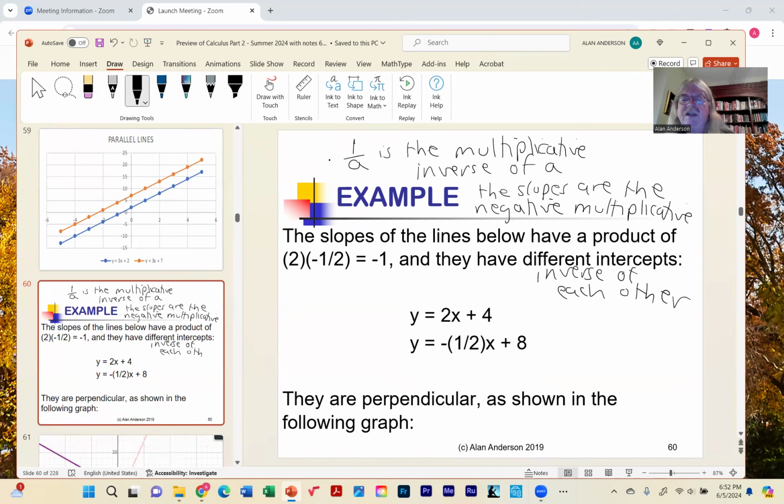And for example, you're seeing here 2 and -1/2. Those are negative multiplicative inverses of each other. And the consequence of this is that their product is -1. Okay, so if two lines have slopes whose product is -1, that tells us that they are perpendicular. All right, so not multiplicative inverses, but the negative. Okay.